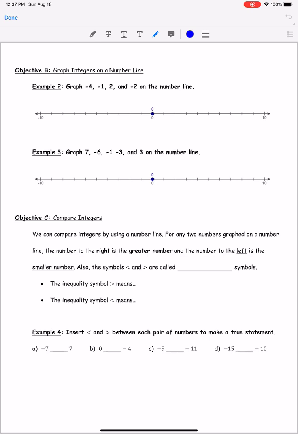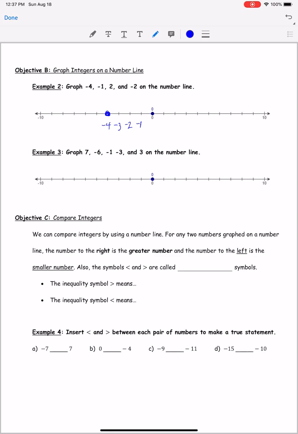So objective B, we are graphing the integers on a number line. So notice here, we only have 3 numbers on these number lines. We've got a -10, we've got a 0, and we've got a +10. So to graph -4, we've got -1, we've got -2 here, -3, and so right here is my -4.